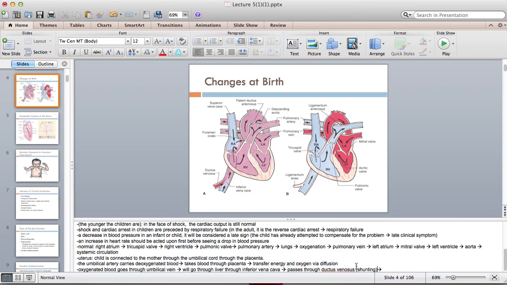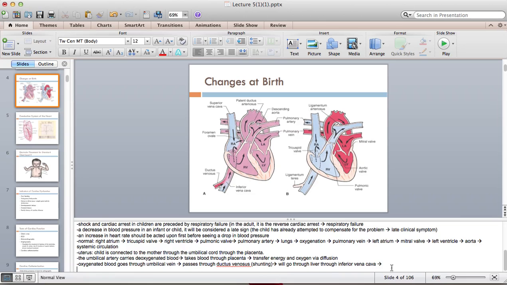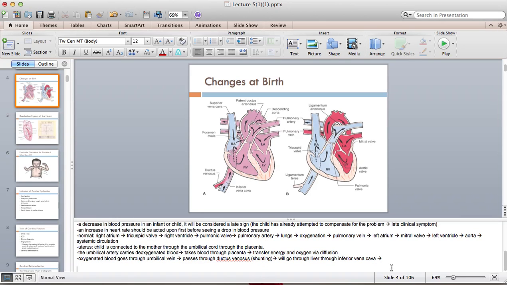So other things that you will see is that there will be 3 shunts that you need to know. The first one will be the foramen ovale, which is this shunt here. And the foramen ovale is in the atrium. It's in the septum of the atrium.